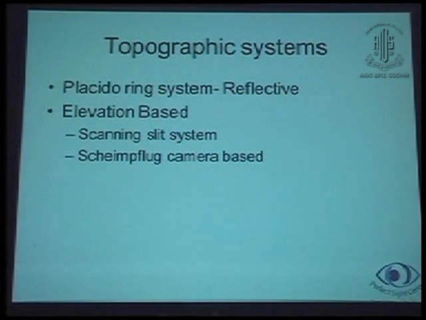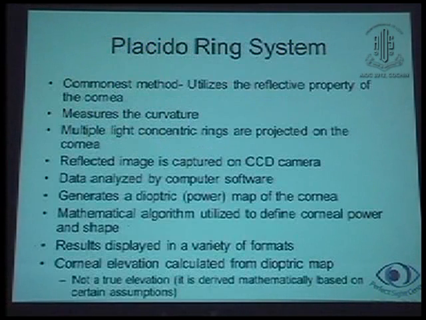So essentially there are 2 types, the Placido ring system, or the reflective, and the elevation based. In the elevation based there are 2 types, the scanning slit system commonly known as the OpScan, and the Scheimpflug camera based known as Pentacam. The Placido ring system is the oldest and the commonest method, utilizes the reflective property of the cornea. The curvature is measured by the reflections that are measured. The reflected image is captured by the camera and the data is analyzed by the software. The results can be displayed in a variety of formats.